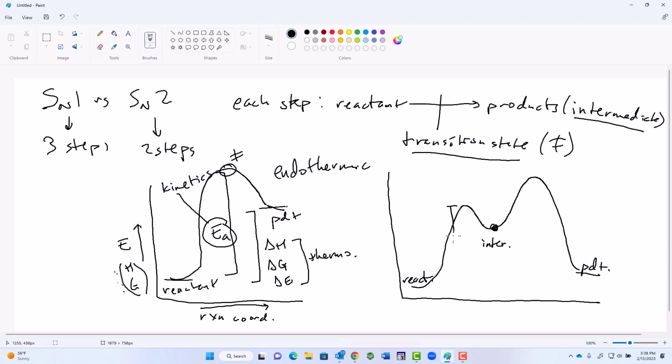We have an activation energy here. We'll call this EA1. And then we have an activation energy here, which we would call EA2. This would be our first transition state, and this would be our second transition state. Now, the comparison between activation energies will usually tell us what's called the rate determining step. So usually the larger activation energy will indicate which one is the rate determining step, and we'll talk about that a little more in depth further on in the video.